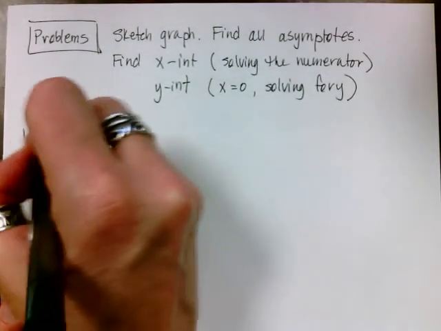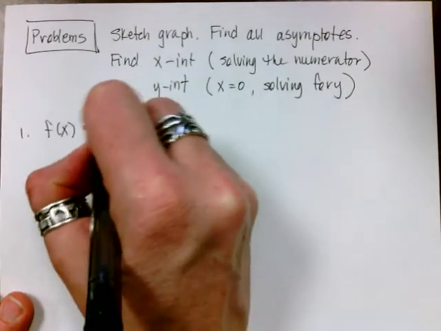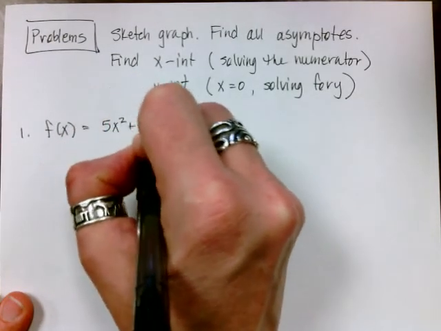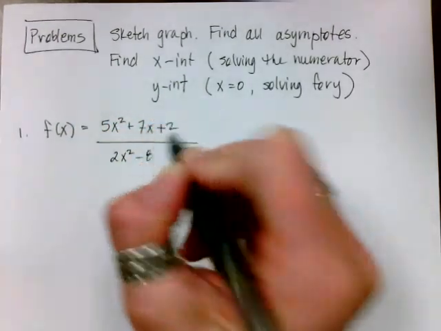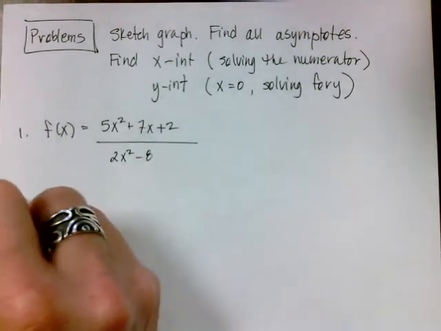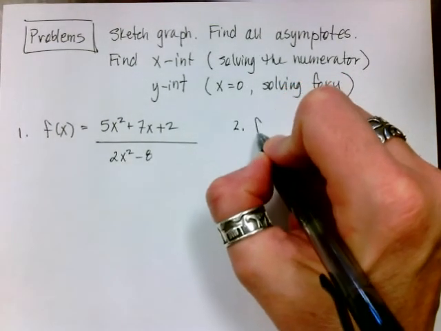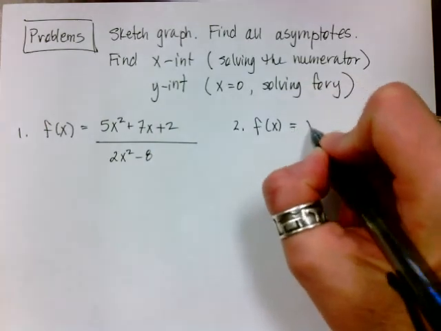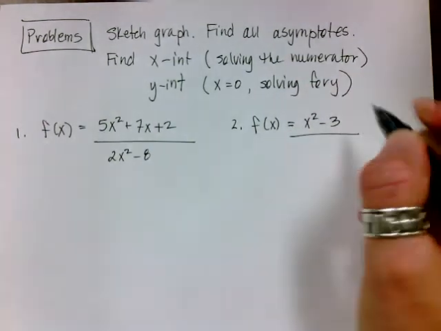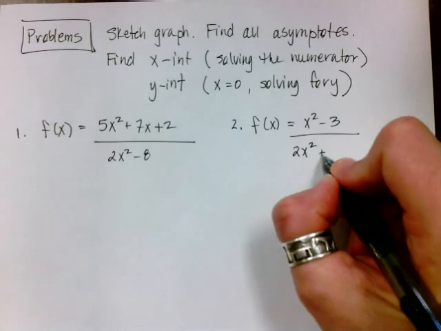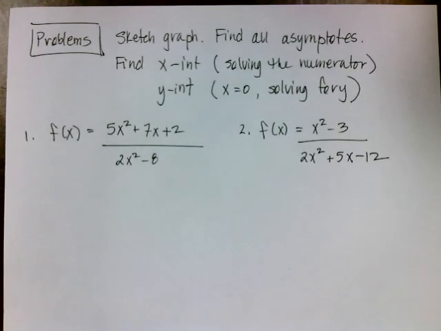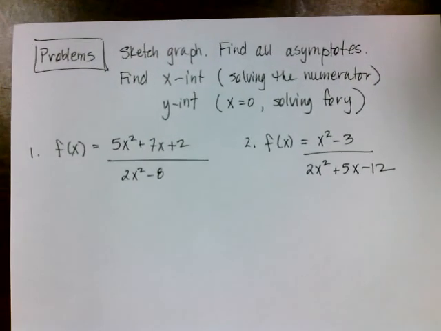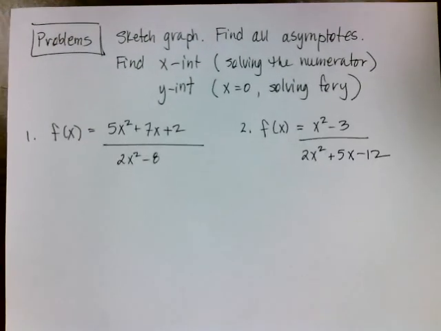All right, your first problem, f of x is going to equal 5x squared plus 7x plus 2 over 2x squared minus 8. Okay. Your second problem is going to be f of x is equal to x squared minus 3 over 2x squared plus 5x minus 12. Okay, and that's all you have. You just have the two problems. So good luck with those. Make sure that you label your graphs really well, and then I will see you in class tomorrow.